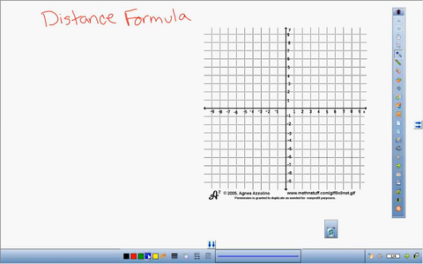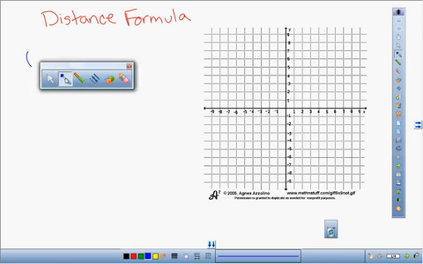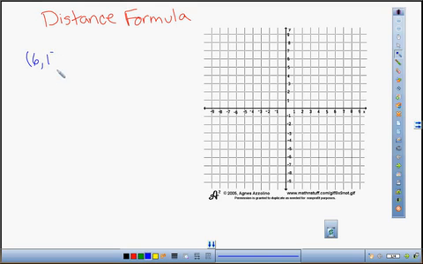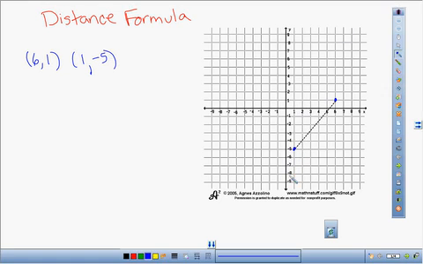So let's say that we have the point 6, 1. So that would be 1, 2, 3, 4, 5, 6, and up 1. And the point 1, negative 5. So 1 and down to negative 5. So that would be this point right here. So when we're talking about the distance, we're actually talking about from here to here. How long is that line? That's what we're looking for.